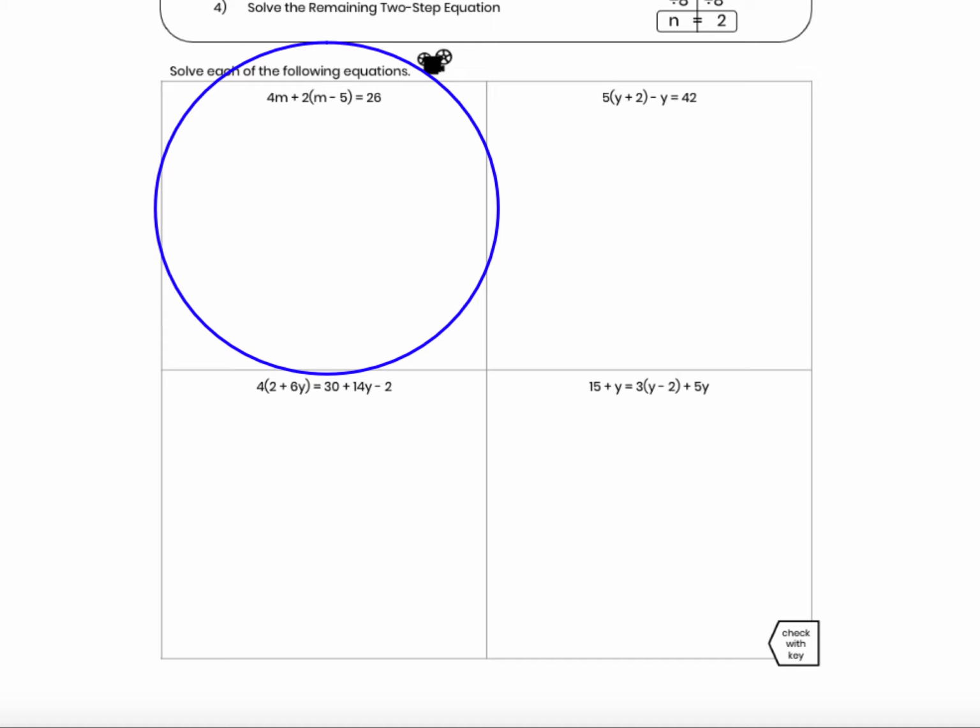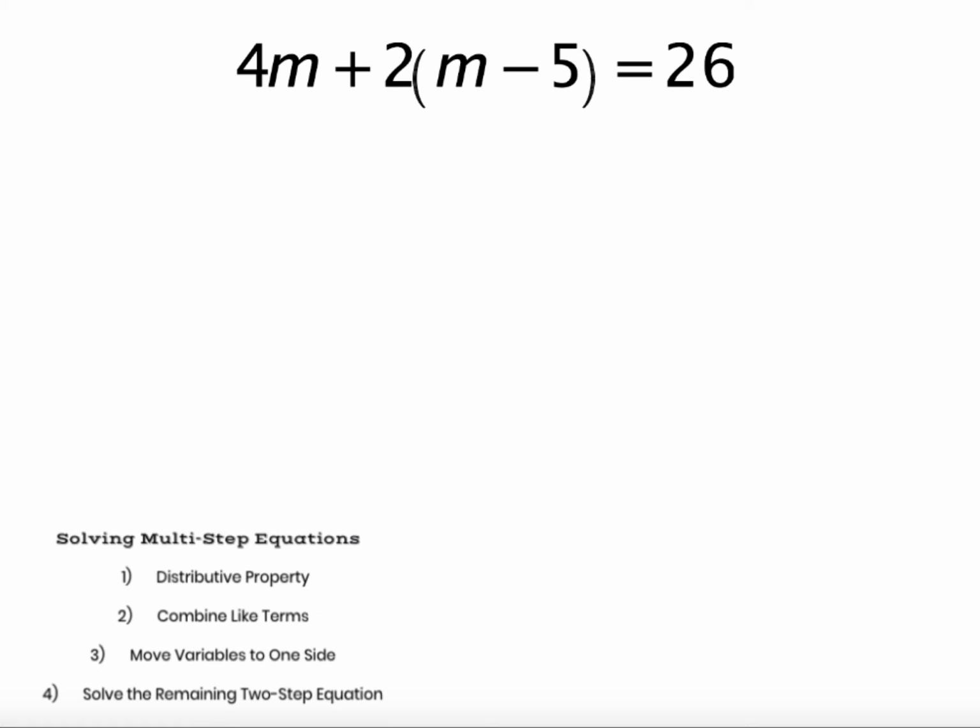I'm going to work through those first 4 examples on the front of this worksheet. If you've already done that, then you can just check your work with mine. If you're a little confused, then just follow along with me. Okay, this first example, 4m plus 2 times m minus 5 equals 26. Looking at our list of steps, we first look for parentheses, and if we find them, we use the distributive property. So we do have parentheses here. First step, distributive property. 4m plus 2 times m minus 2 times 5 equals 26.